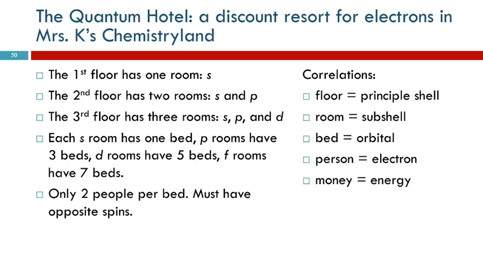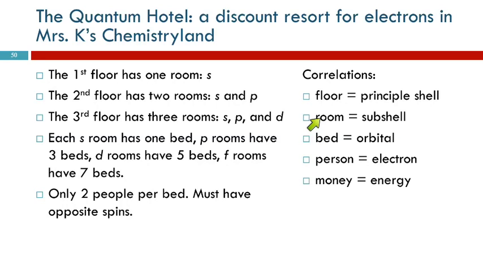Or something, right? So the floor in a hotel is like the principal shell in the quantum mechanical model of the atom. It's the main levels of energy. As you go higher on the principal shells, the energy of the electrons there increases. In my analogy, money is equated to energy. So the higher floors cost more money to stay in. Okay? Maybe they have a better view. Make up your own crazy reason.